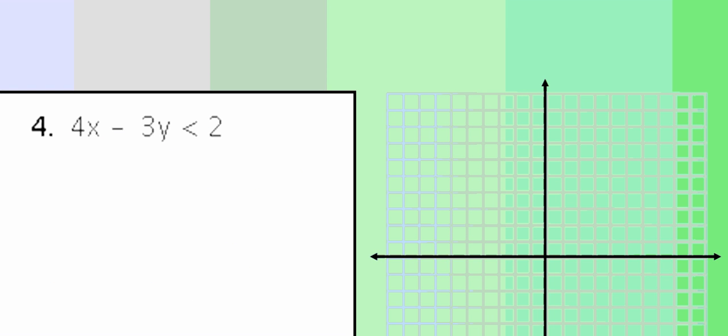One more problem for you, which you should now stop the video and try by yourself. 4x minus 3y is less than 2, and we will check that tomorrow in class.